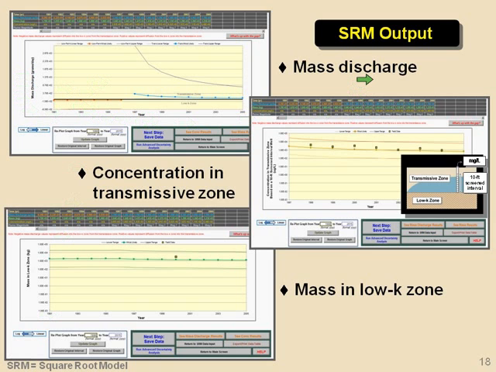The ones we've got in here: mass discharge, that's grams per day coming off of that source zone, which is a certain length and certain width. You can also look at concentration in the transmissive zone. We take that mass discharge, assume a 10-foot well screen, and say that mass discharge is in contact with that well. You're going to get a certain number of milligrams per liter of your constituent out there at any time. And also see just the kilograms in the low K zone.